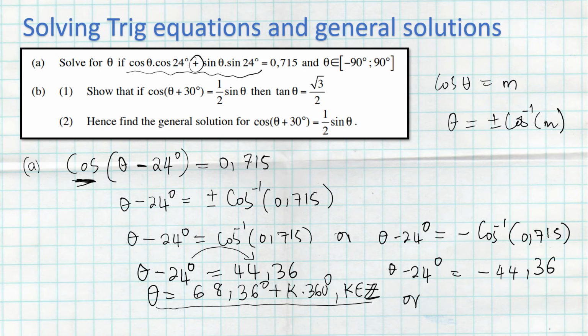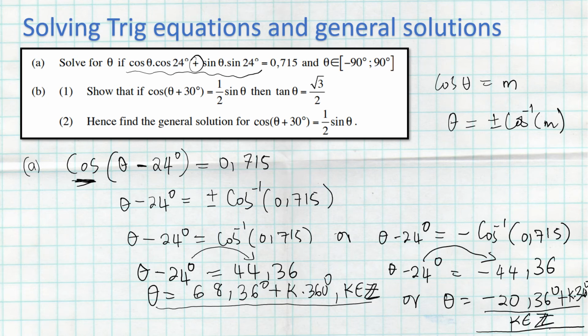Or this side, when I take my minus 24 to this side, it will be positive there. Minus 44.36 plus 24, right? It's giving me minus 20.36 degrees, right? Minus 20.36 degrees. If I use the rule for cos, to be plus k times 360, where k is an element of what? Of integers. Where k is an element of integers.